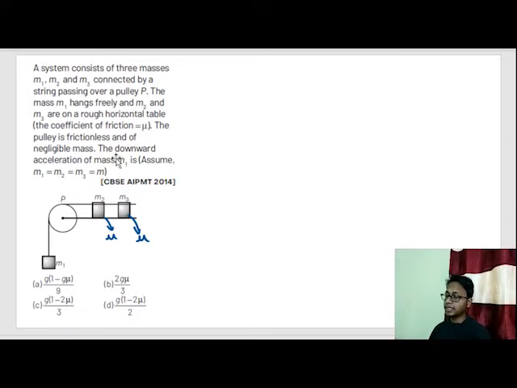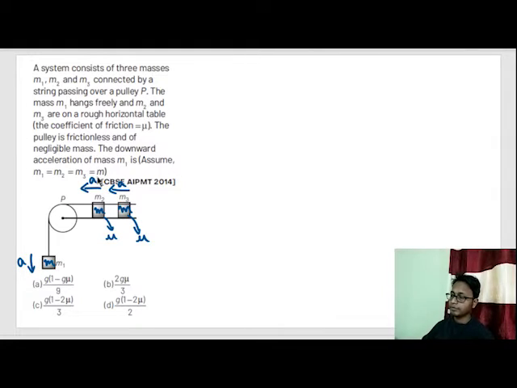The downward acceleration of m1 is, that means they are asking us the downward acceleration of m1. By observing, we can easily say that if m1 is accelerating down, m2 will be accelerating towards the left and m3 will be accelerating towards the left. The masses of the three blocks are the same. Assume m1 equals m2 equals m3 equals m. That means all three blocks have the same mass.